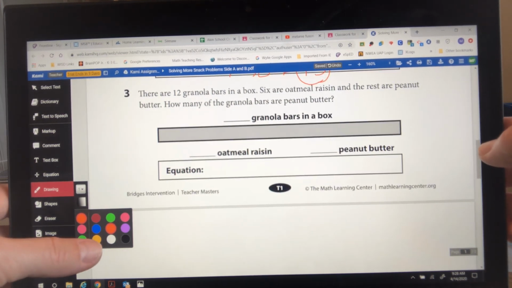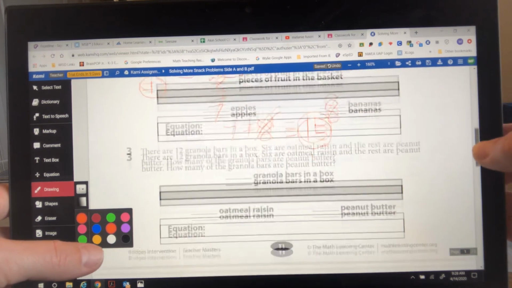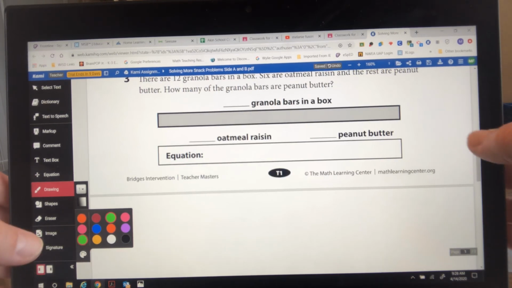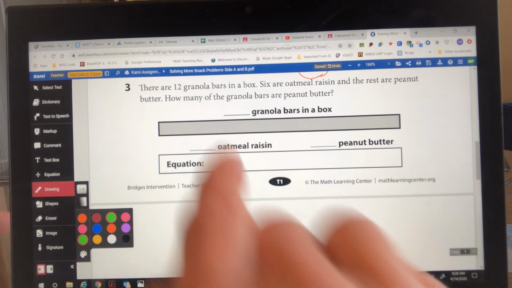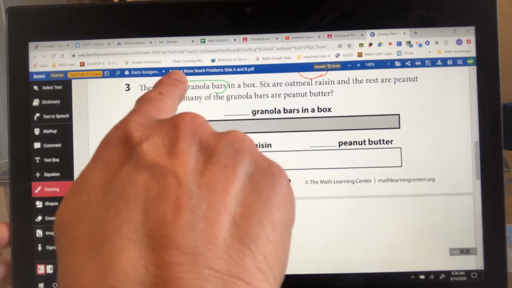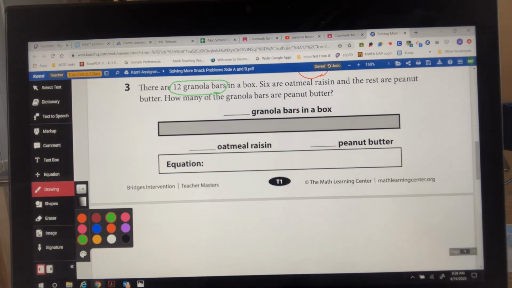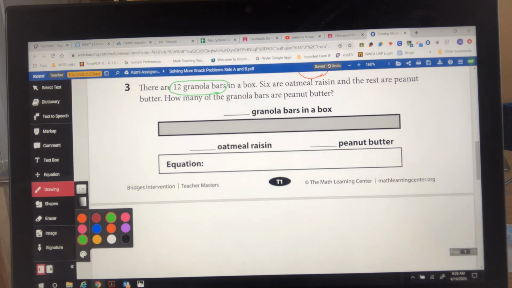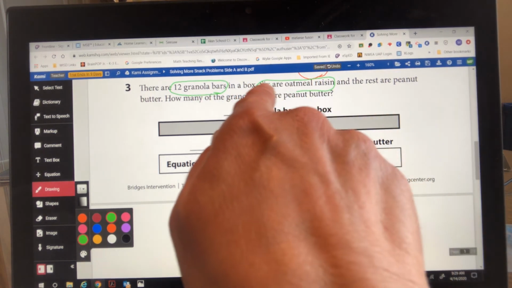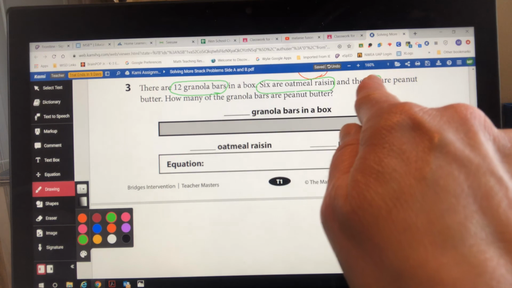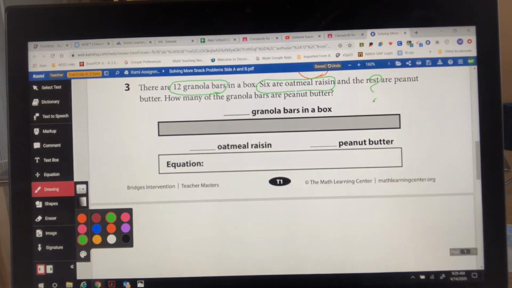Last one together. Let's see. Oh, I'm going to use this color. All right. There are 12 granola bars in the box. So I want you to see a granola box, and it's full. It's got 12 little packages in there. 6 are oatmeal raisin, and the rest are peanut butter.